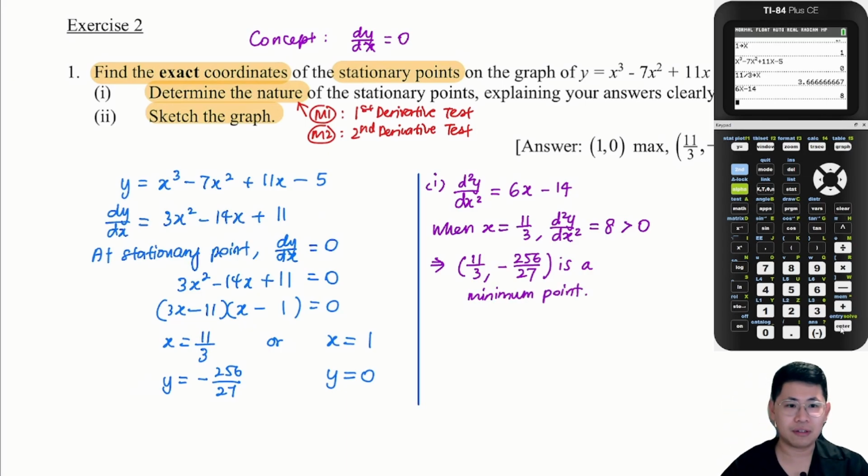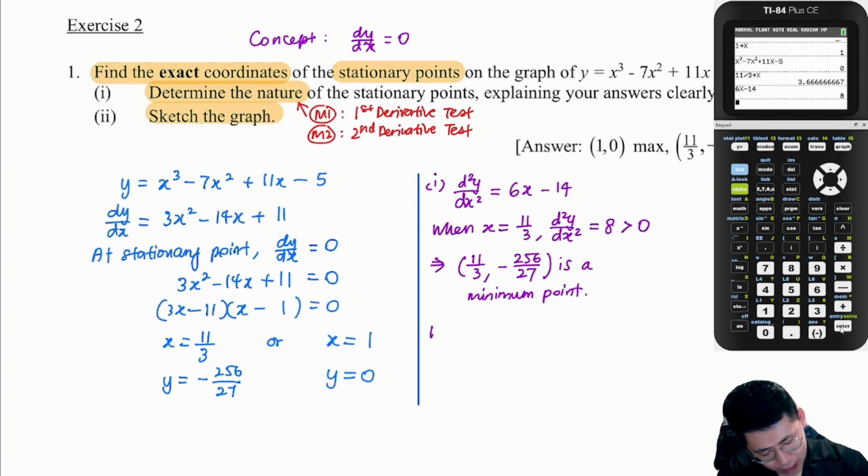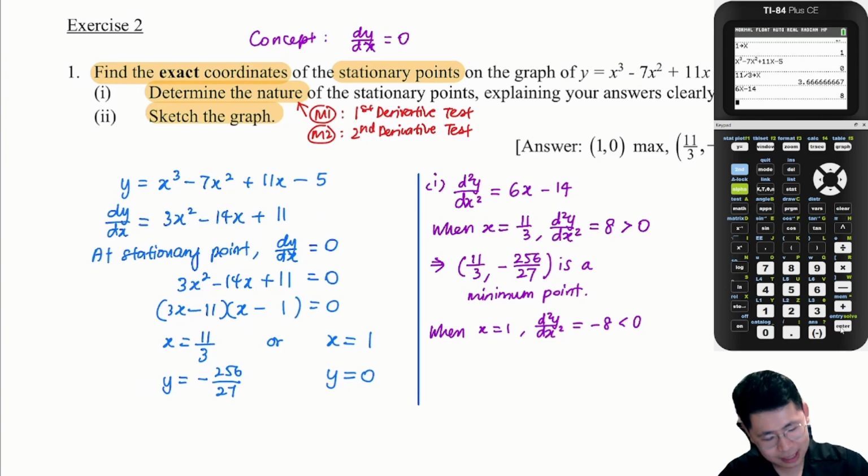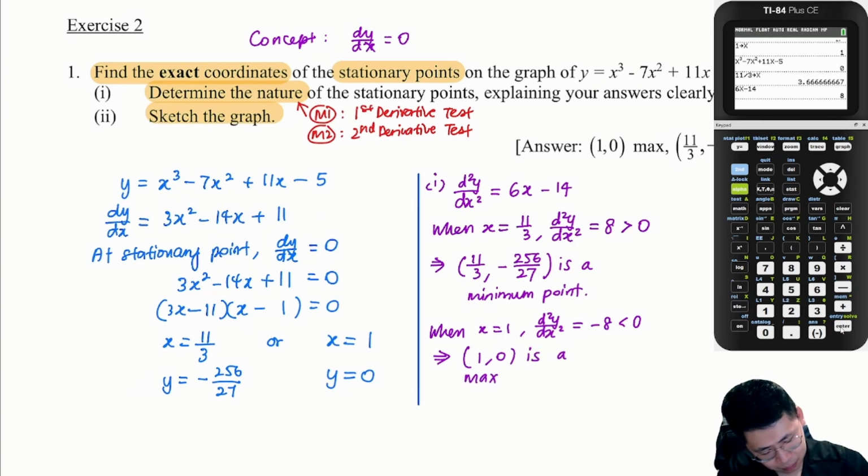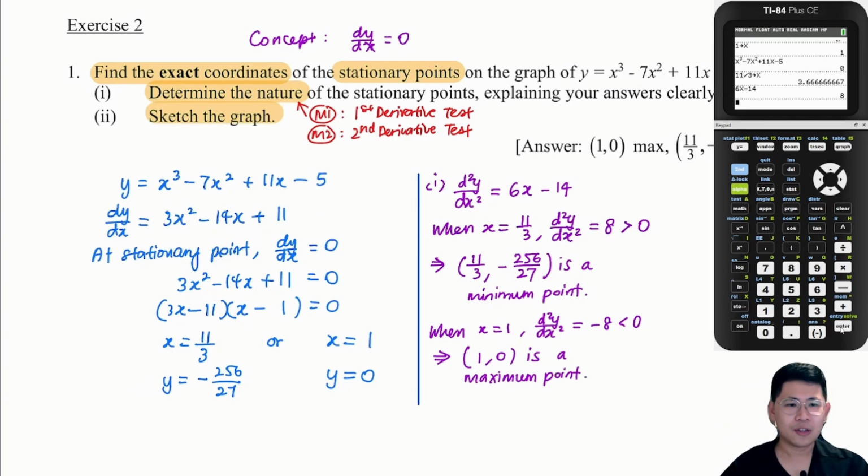Okay, so this is for the first one. Now, when x equals 1, right? So d2y/dx squared. I think this one no need calculator, you can just put in. This is actually negative 8, which is less than 0. Okay, so this one over here, (1, 0), is a maximum point. Okay, so there we have it.